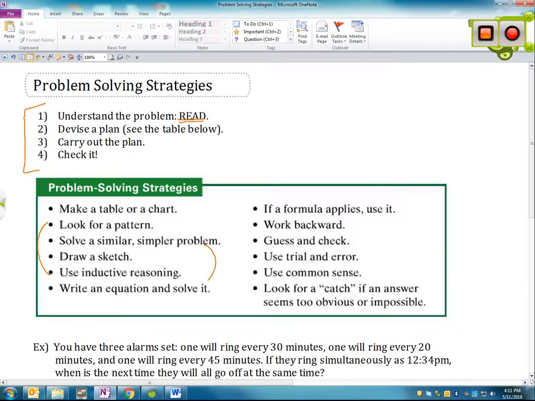Sometimes a formula will be given, sometimes it's one we need to know. Also, working backward. If it's something where some steps happen successively and we know some ending information and we need the original information, we can work backward. We're going to look at an example of that one as well. Guessing and checking is never a bad option. Sometimes it's not the most efficient, though, so I would use this.